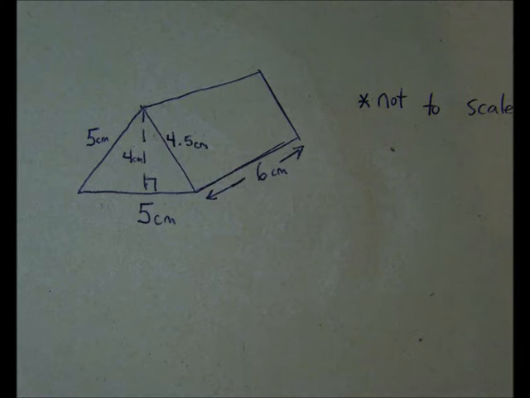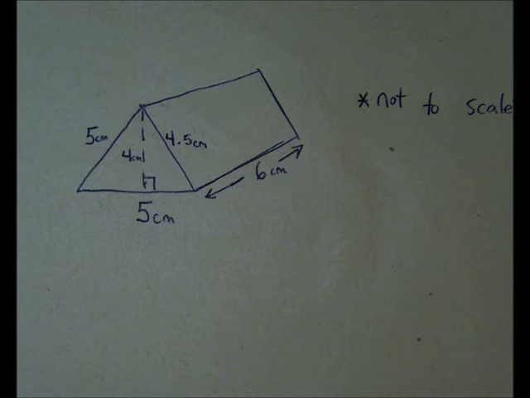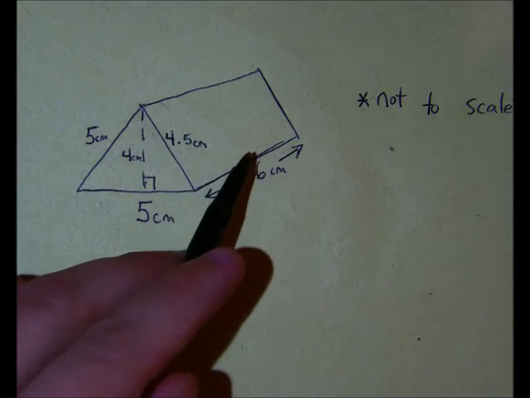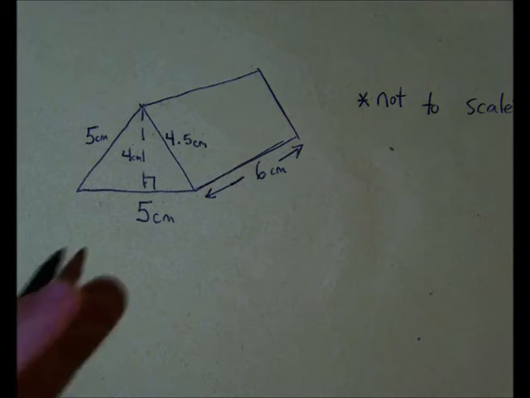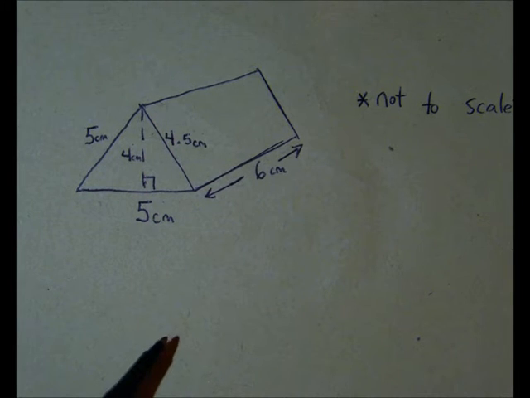We're going to go over the volume and surface area of a triangular prism. I've drawn a triangular prism here, not to scale of course, and I've got several dimensions on here. I've got a length of my prism, and I've also got a base and a height with which we are going to calculate the volume.